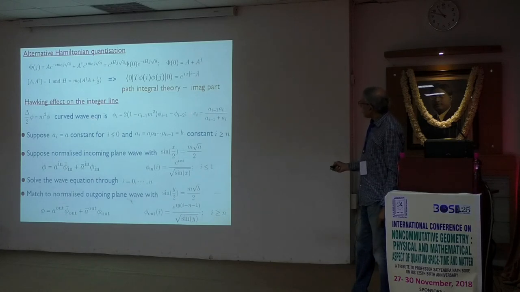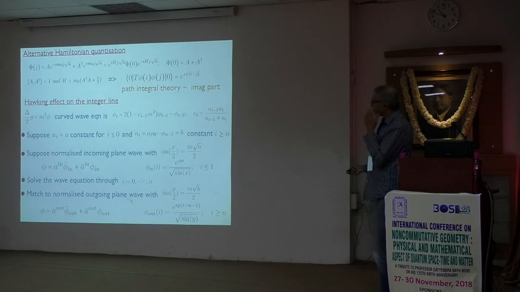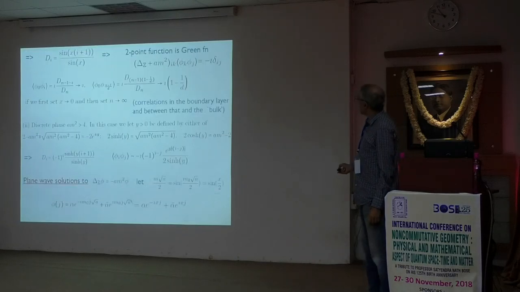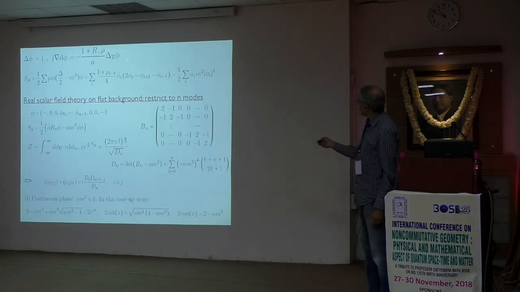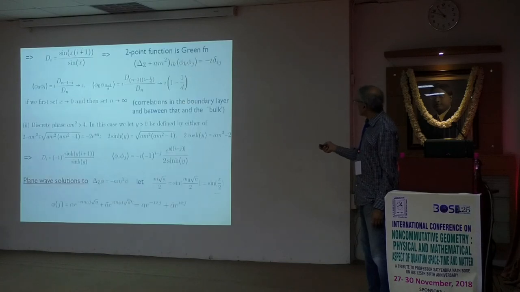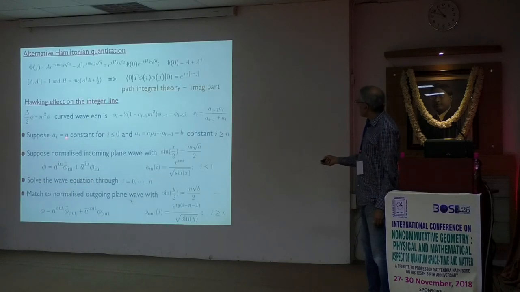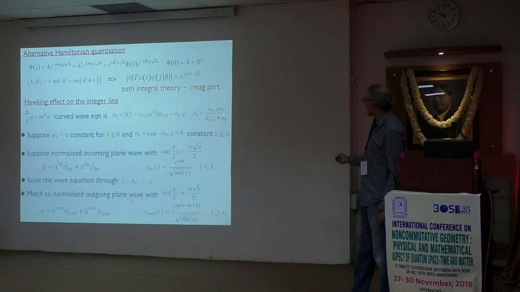Now, the Hawking effect is the following. We solve the wave equation, but now on curved space. So we have the metric, we have the Laplacian. This is the Laplacian. So we're solving that Laplacian on the curved space. And so that is this finite double difference operator, where the c_i's are coefficients built from the metric.